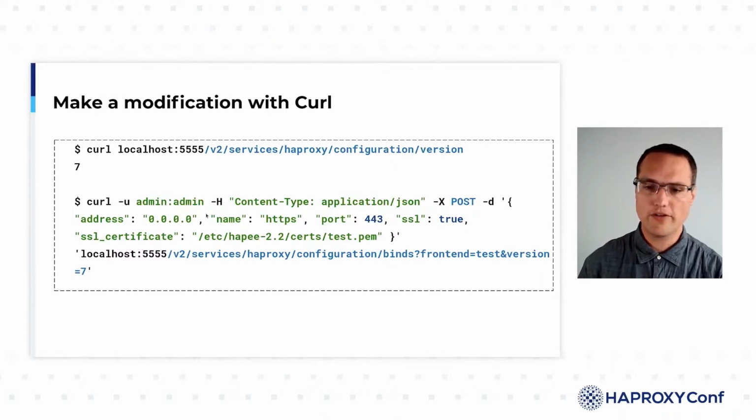Transactions make more sense if you're doing a full set of things, like adding a new front end, adding a new back end, adding binds to the front end, and servers to the back end, rather than making individual one-off changes like changing a server's address, which you would just do using version equals. Either way, it avoids multiple changes clobbering each other.